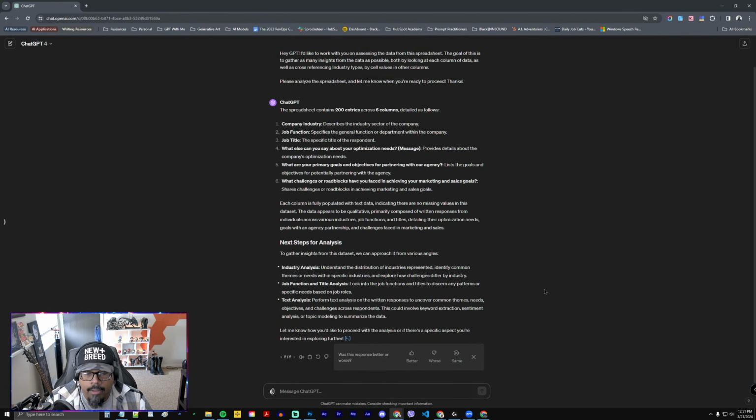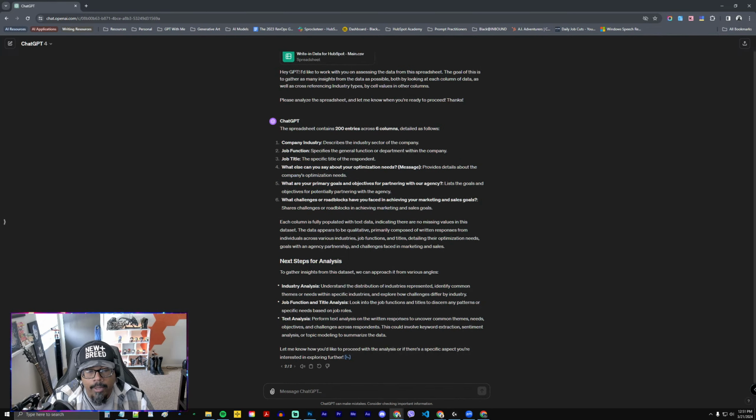Then a text analysis to look at all of the written responses and uncover common themes, needs, objectives, and challenges across respondents. So how we're going to start, this is perfect, because it's like three of the top questions I would have asked anyway. I'm going to go ahead and say better: how we can launch off of this and make it as accurate as possible.